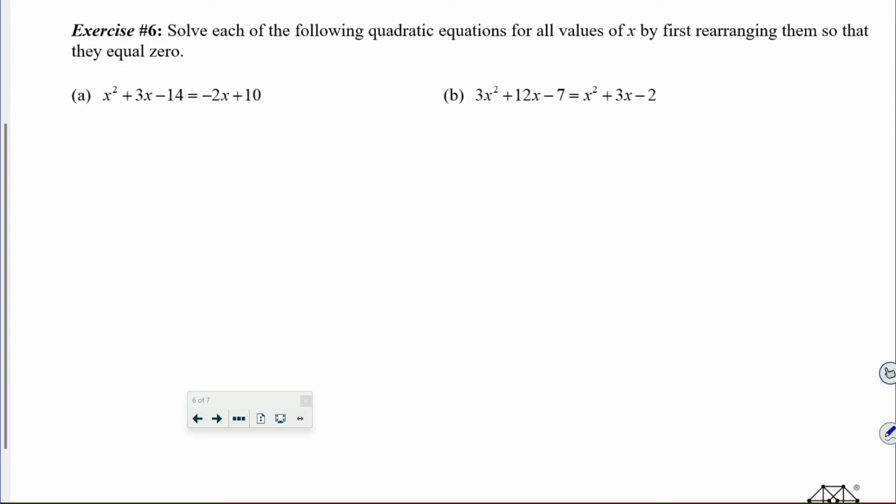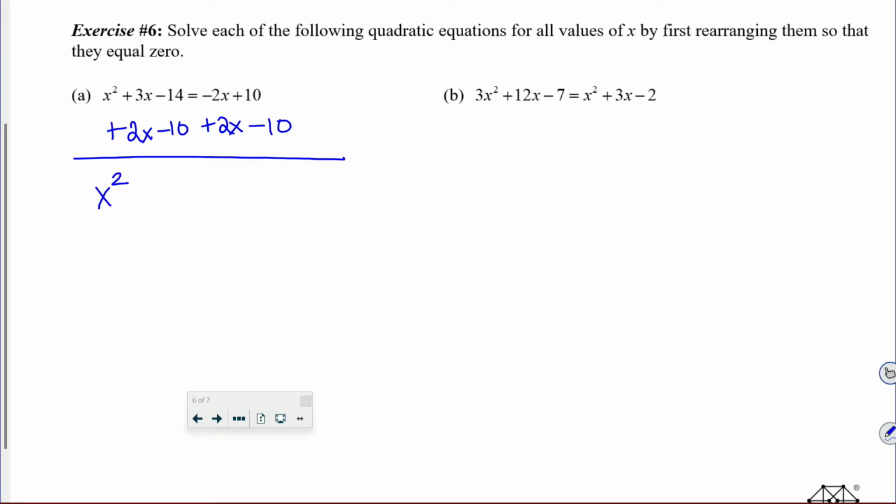Okay, so we've got our x squared plus 3x minus 14 equals negative 2x plus 10. That means I'm going to have to add a 2x to both sides to remove that negative 2x. I'm going to have to add a 2x to both sides, and then I'm going to have to subtract a 10 from both sides. I can do that all at once. If you need to do it in 2 steps, that's completely okay.